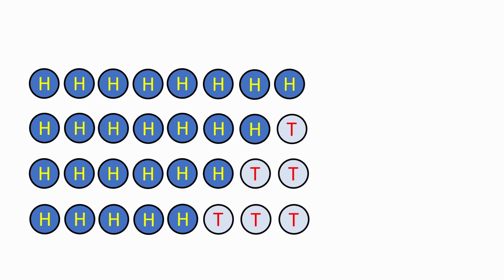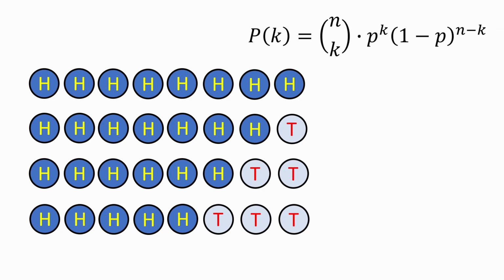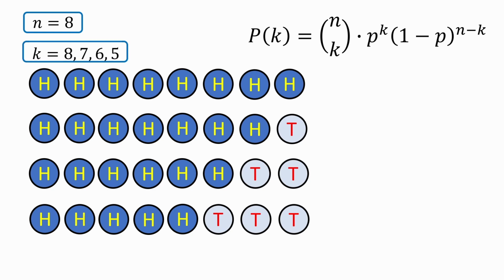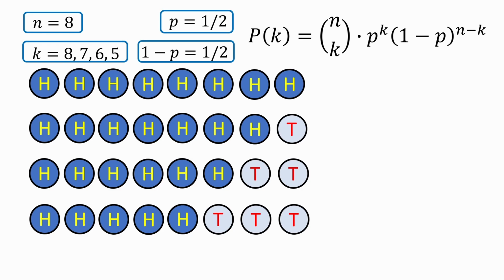The probabilities for each of these outcomes can be calculated using the binomial formula. N will equal 8 since we're doing 8 trials or flips, and K will correspond to the number of heads in each of our 4 outcomes. Little p is the success probability, which is 1/2 for heads, and 1 minus p is the failure probability, which is also 1/2 for tails.